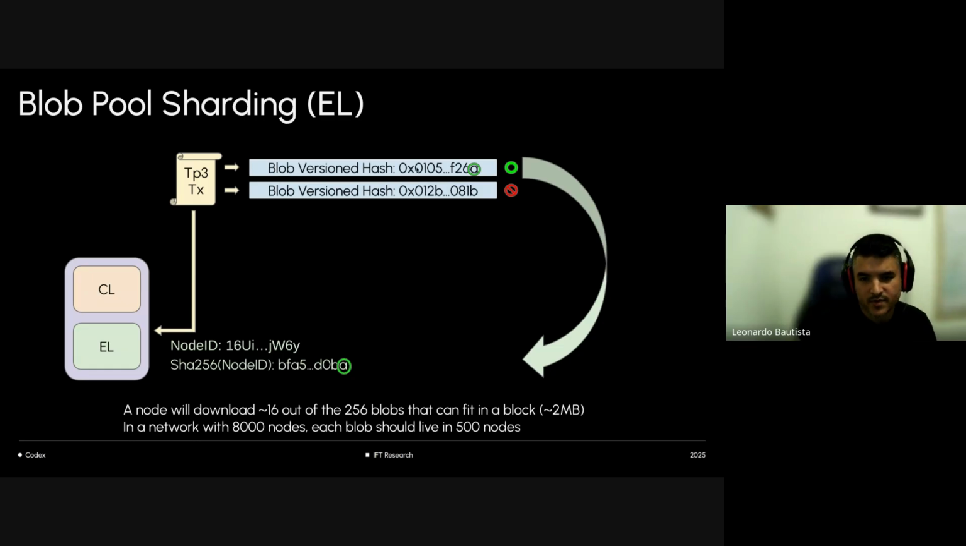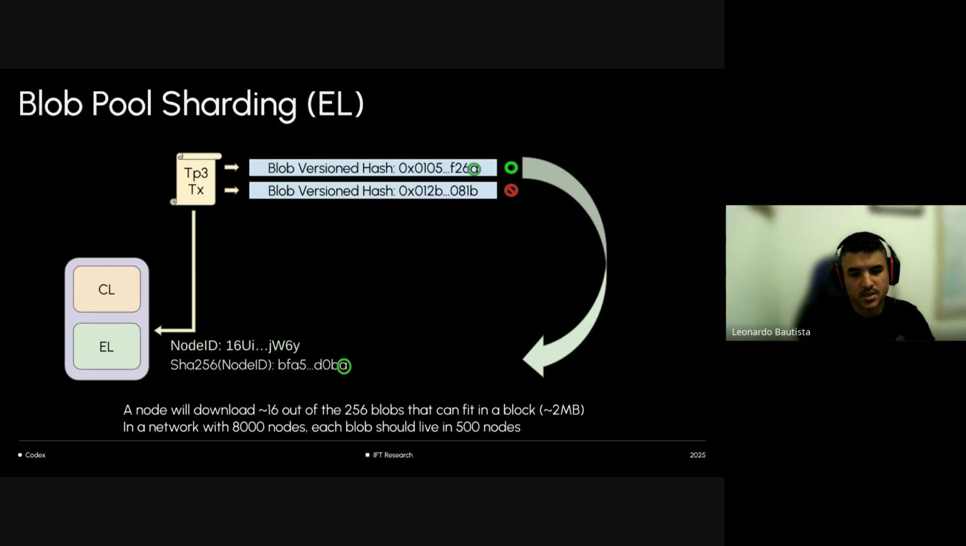Each blob has a different hash. This one finishes in A, this one finishes in B. You have your own node ID, okay? You take the SHA-256 of that node ID, and you get a hash. And then if the last character of that hash matches with the blob, then you download it and you store it in your mempool. If not, then you don't download it.